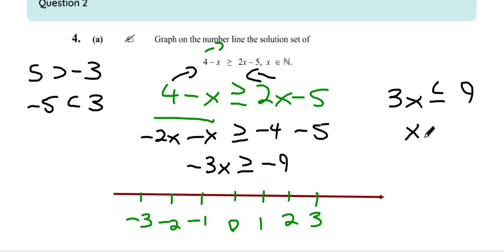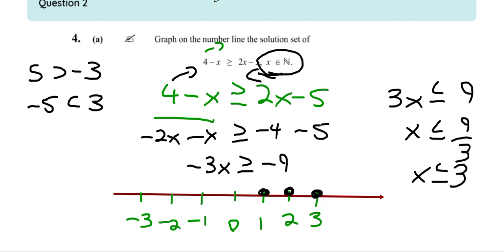Divide by 3 then. 9 divided by 3? 3. You want all the numbers smaller than or equal to 3. So what do we reckon? 3, 2, 1, 0. Should I put 0 in? Natural number, so the caveman wouldn't think about 0. He was just thinking about 1 buffalo, 2 buffalo, 3 buffalo.